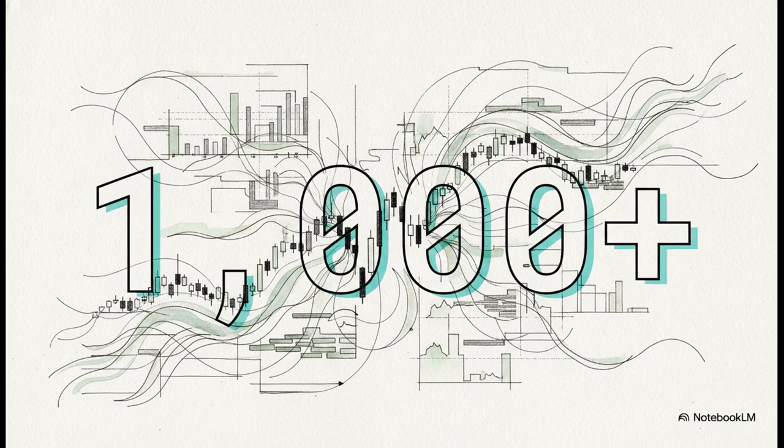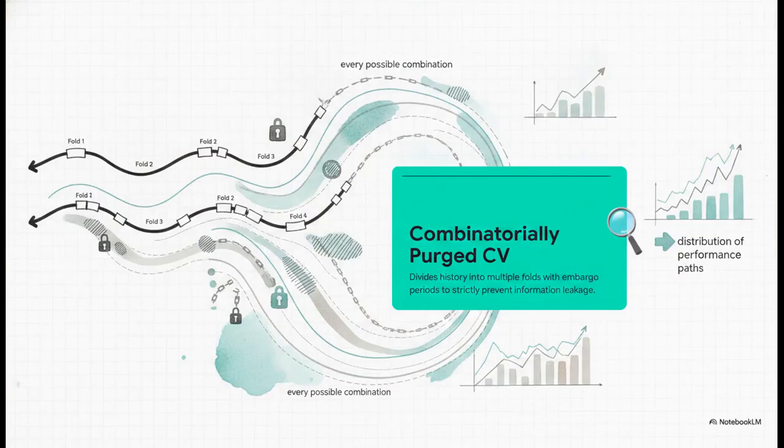The strategy has to prove it's genuinely skilled across all these resampled scenarios, not just the one specific timeline it happened to be developed on. Next up, the strategy faces combinatorially purged cross-validation, or CPCV. This divides the historical record into multiple folds, placing strict embargo periods between them to prevent any information leakage, basically ensuring the algorithm can't accidentally peek at the test answers. By testing every possible combination of training and test sets, CPCV ensures that the strategy's success isn't just tied to one lucky historical sequence. It produces a massive, rigorous distribution of performance paths.